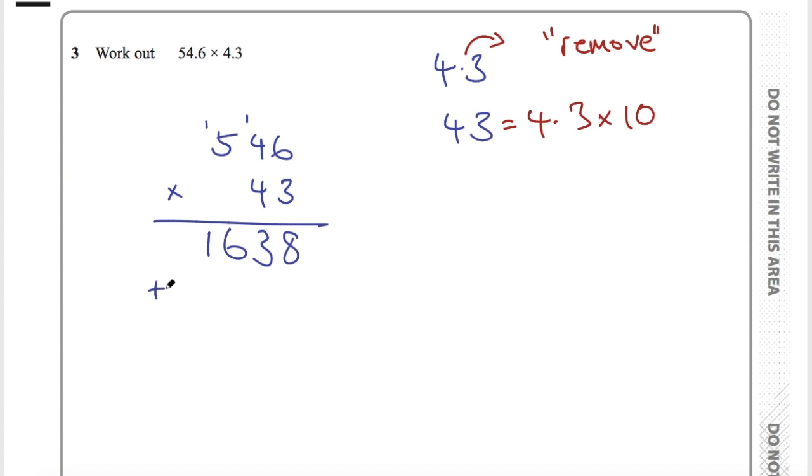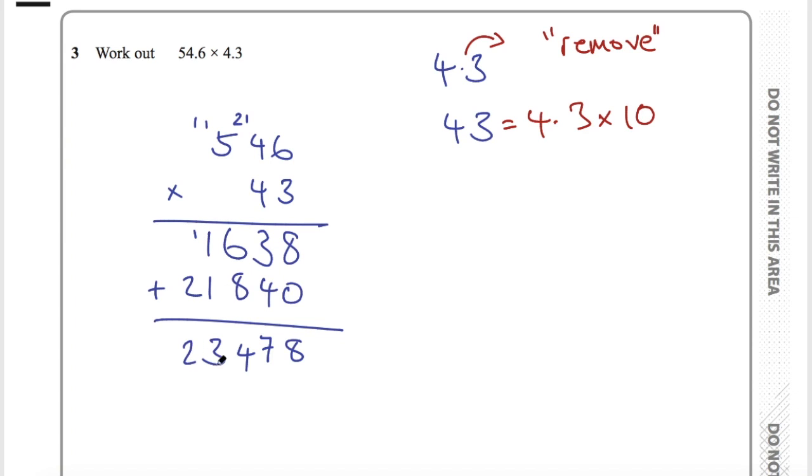And then I need to add on the tens. So here I've got 4 times 6 is 24, carry the 2. 4 times 4 is 16, plus 2, that's 18, carry the 1. 5 times 4 is 20, plus 1, that's 21. And then add those together and I get 8, 7, 14, carry the 1, 3, and 2.